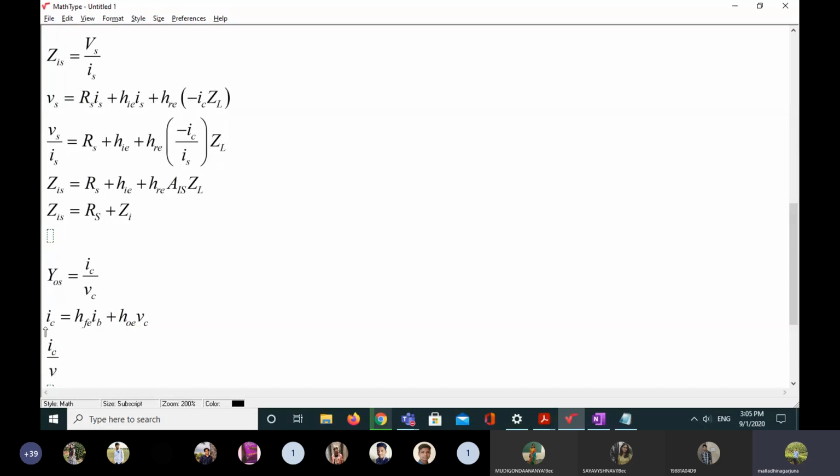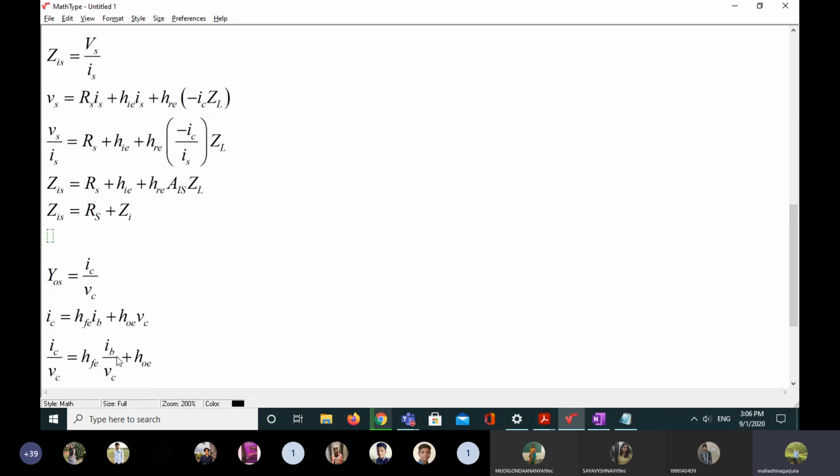IC by VC is equal to HFE IB divided by VC plus HOE. This is the simplest way. In this equation I didn't find that ZI to write in the form of ZI. So this is the way I followed for the calculation of output admittance.